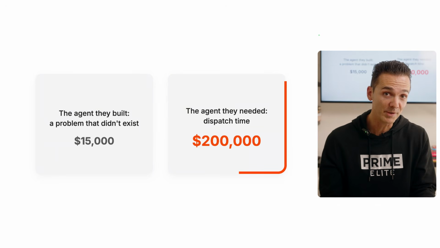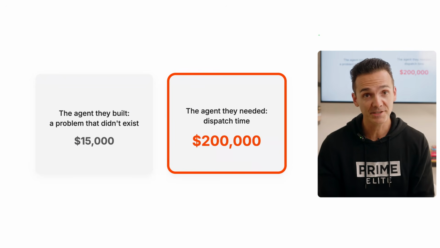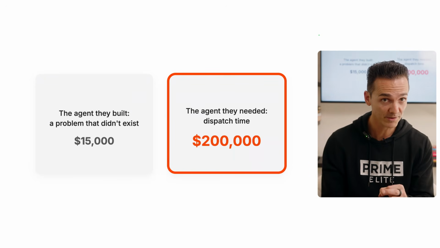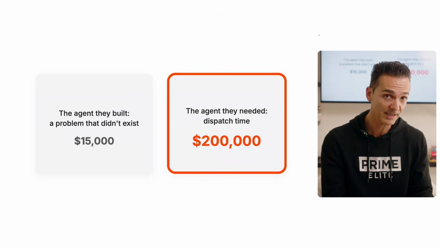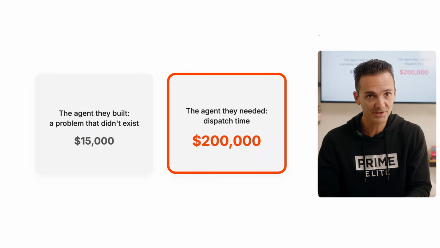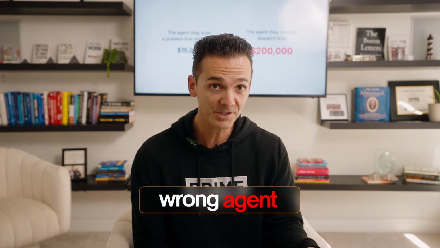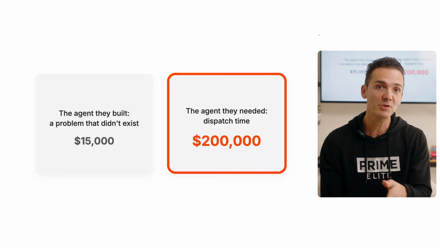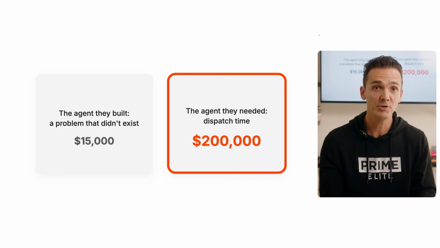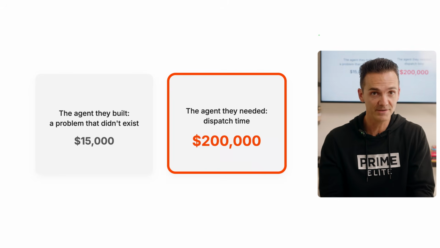The agent they should have built is one that actually cuts their dispatch time in half. That's a $200,000 problem. The lead gen agent they built, that's a $15,000 change, and it's them attacking a problem that literally doesn't exist in their business. 3 weeks of work, they had the wrong agent, the wrong constraint, and the gap between those two numbers is massive. 200,000 versus 15,000. That's not a small miss. That's the difference between a game-changing quarter and a completely wasted one.